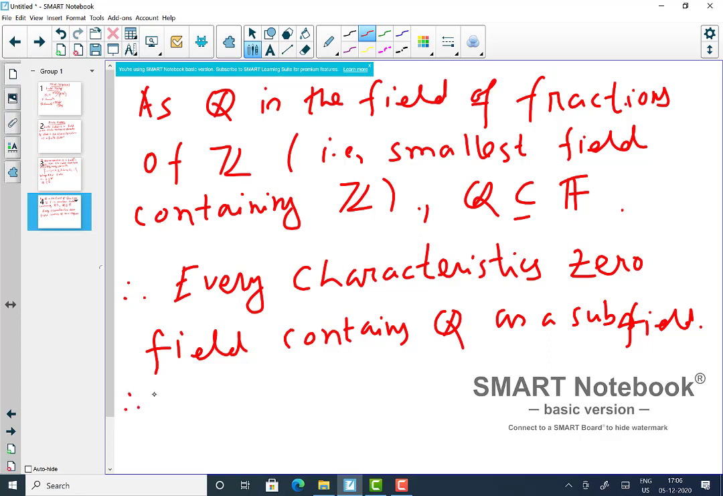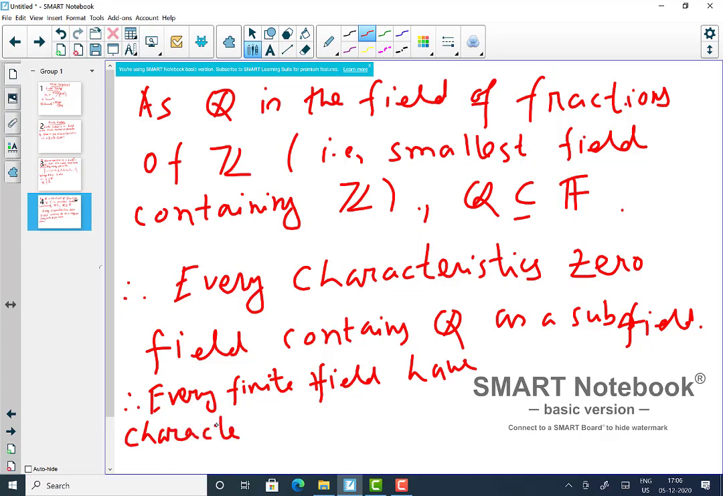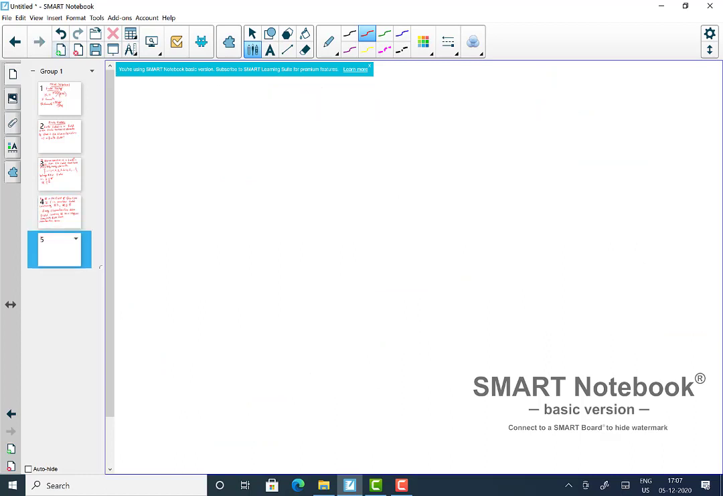So thus if we have a finite field, the characteristic must be prime, and then it will be only a prime number. Okay, finite field. And once you know the characteristic is prime, then you can also find out what is the smallest subfield that can sit inside the field.